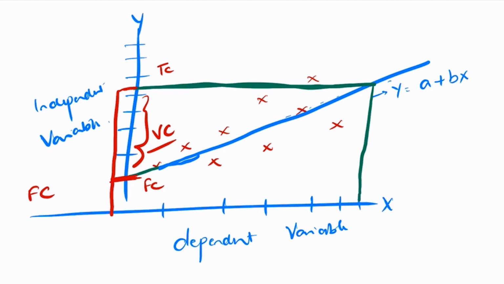So I know my variable cost, I know my fixed cost, I know my activity level. Now I'll try finding out what my fixed and variable cost is. For that, let's look into the next example.